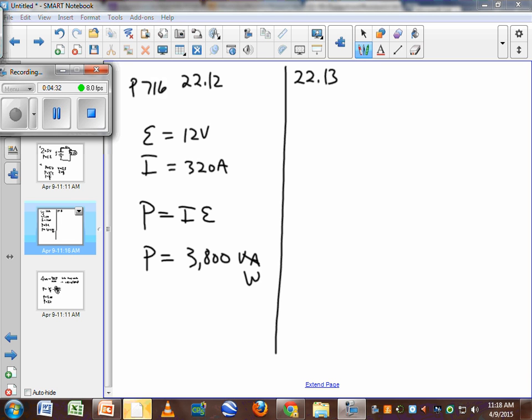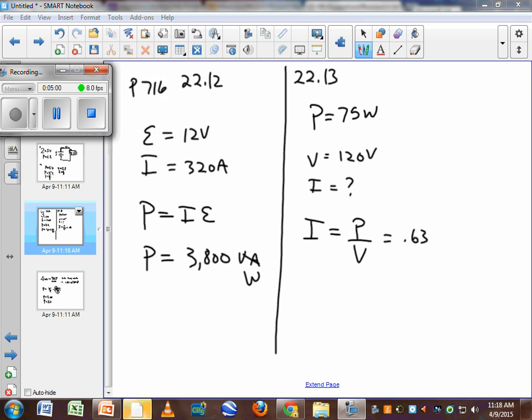On the next page is 22-13. It says how much current is drawn by a 75-watt light bulb connected to a 120-volt outlet. So we'll write down our given, and we want to solve for that current, so we just use the equation I equals P over V, which is the same thing as power equals I times V. We just plug in our values, and we end up with 0.63. And it ended up being a watt per volt, which is actually the same thing as an amp.